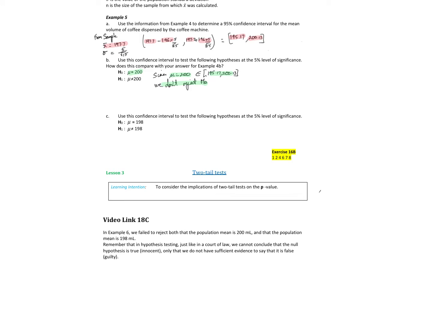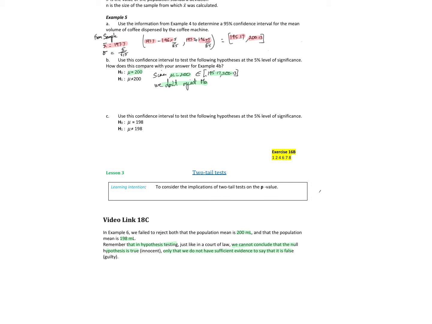I guess one thing to note with our two-tailed test, and any testing, just in that previous example, both at the 198 mils and 200 mils we failed to reject, all right? So in hypothesis testing, just like a court of law, it's a good statement: we cannot conclude that the null hypothesis is true, only that we don't have enough evidence to say that it is false.